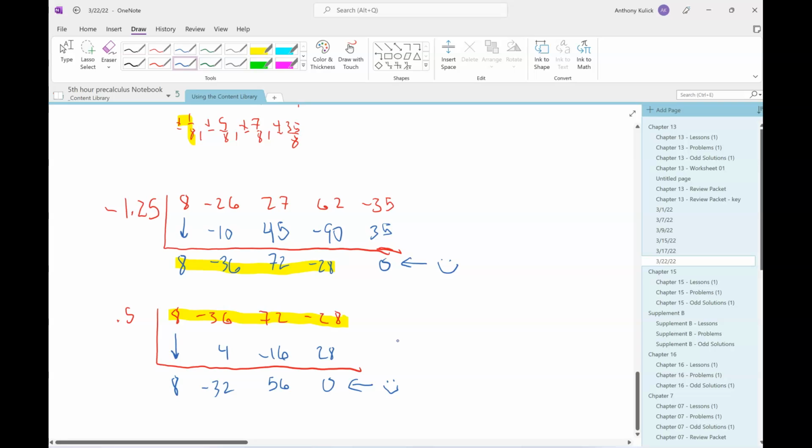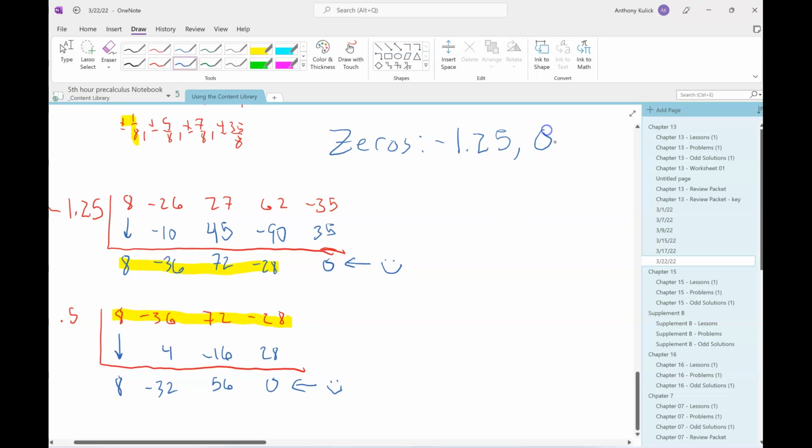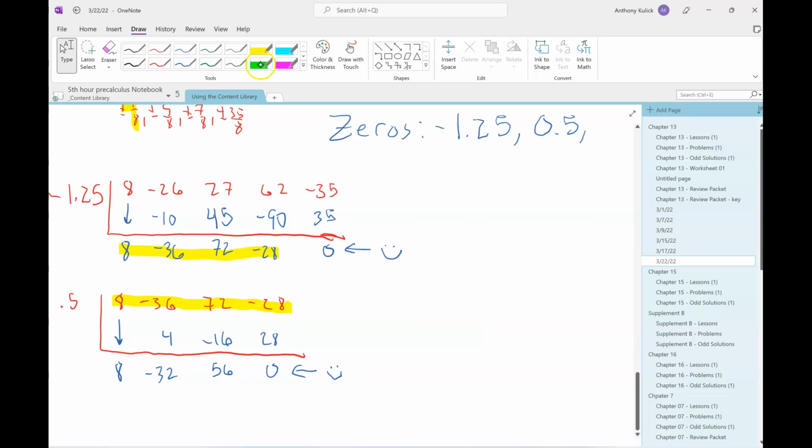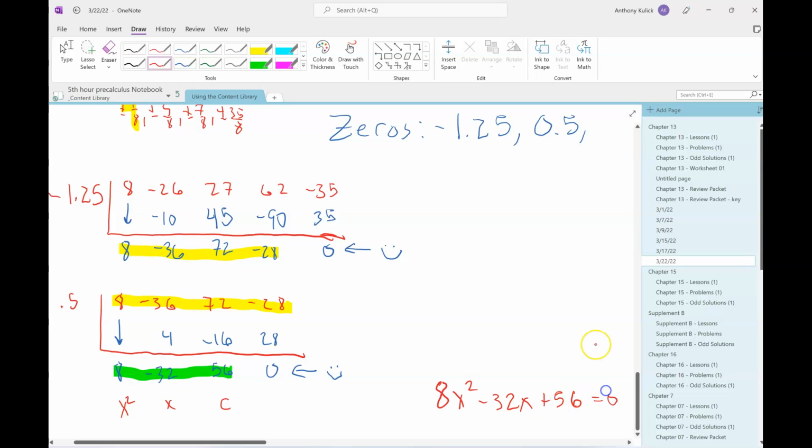So that worked. So right now my list of zeros, I have negative 1.25. I have positive 0.5. And then to get the rest of my answers, since I'm out of things to do synthetic division with, I'm going to take the quadratic that I had left, set it equal to 0, and solve.